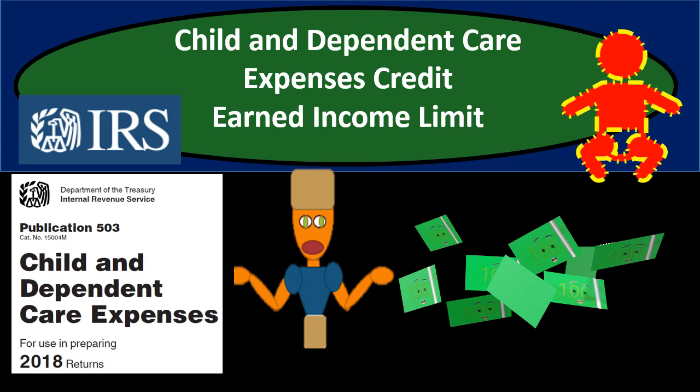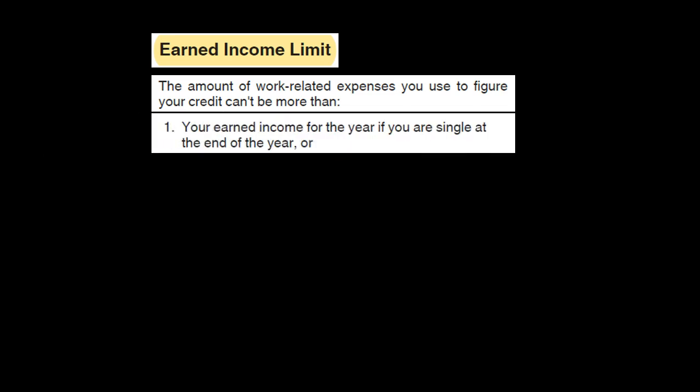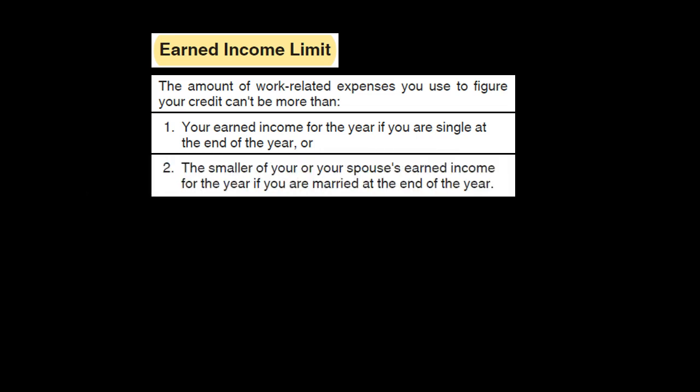In this presentation, we will take a look at the earned income limit related to the child and dependent care expenses credit. This information can be found in Publication 503. Earned income limit. The amount of work-related expenses you used to figure your credit can't be more than 1. Your earned income for the year if you are single at the end of the year, or 2. The smaller of your or your spouse's earned income for the year if you are married at the end of the year. So note that we have to separate the income between the two in this case to be able to test who had the income if married.